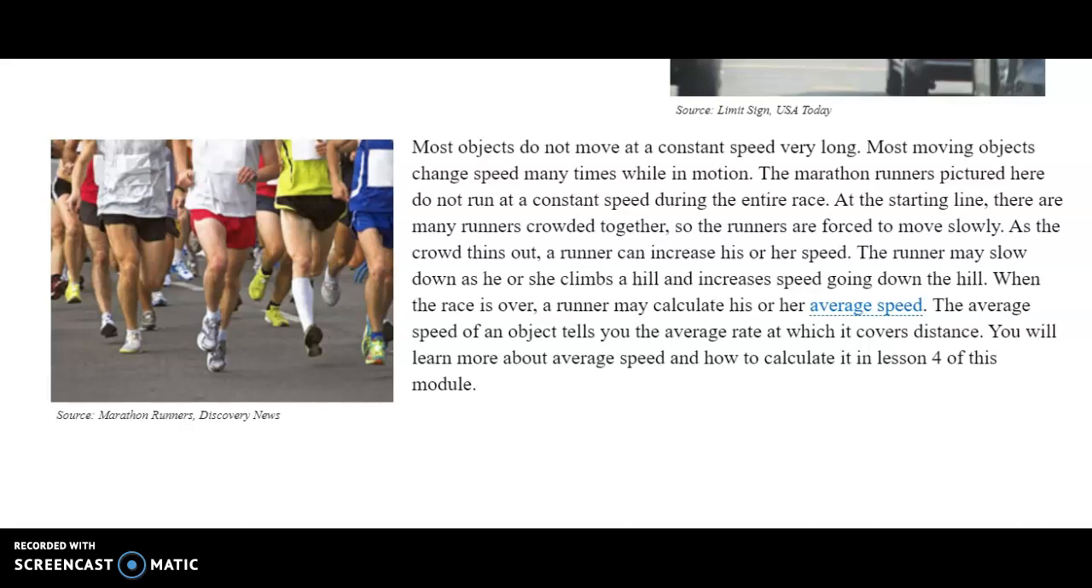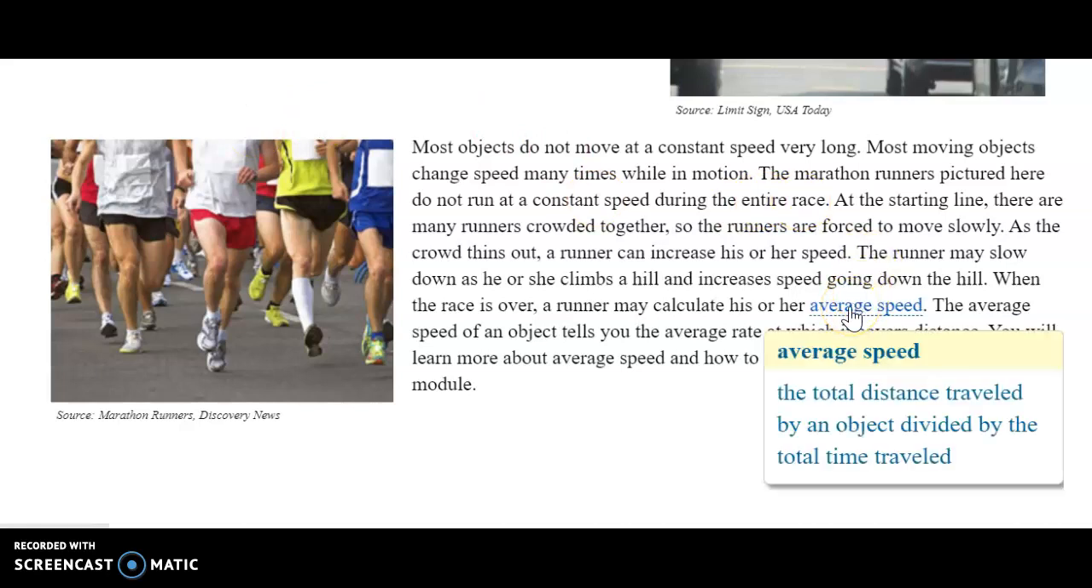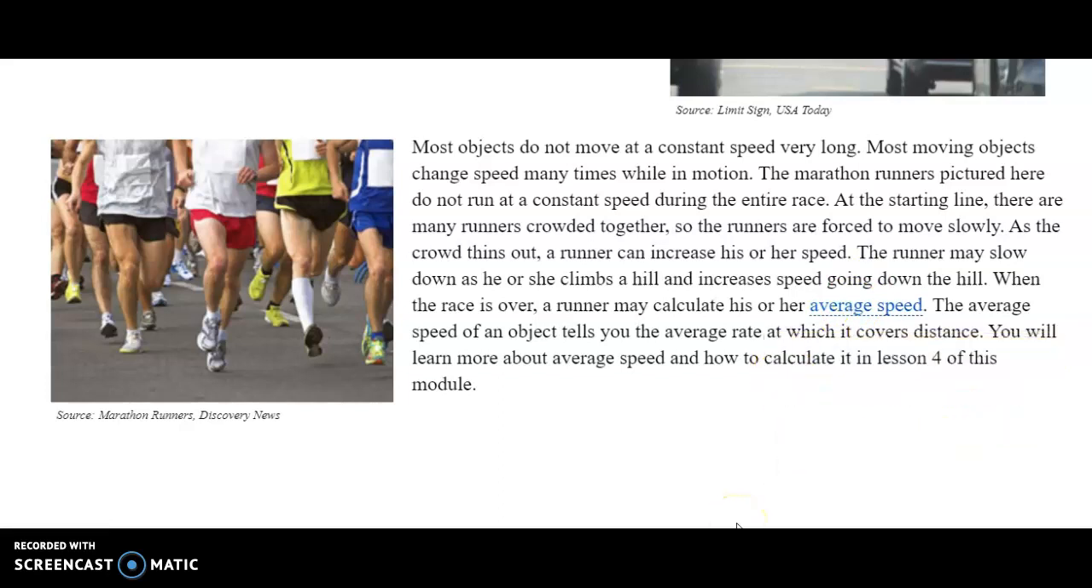When the race is over, a runner may calculate his or her average speed, which can be defined as the total distance traveled by an object divided by the total time traveled. The average speed of an object tells you the average rate at which it covers distance. You will learn more about the average speed and how to calculate it in Lesson 4 of this module.